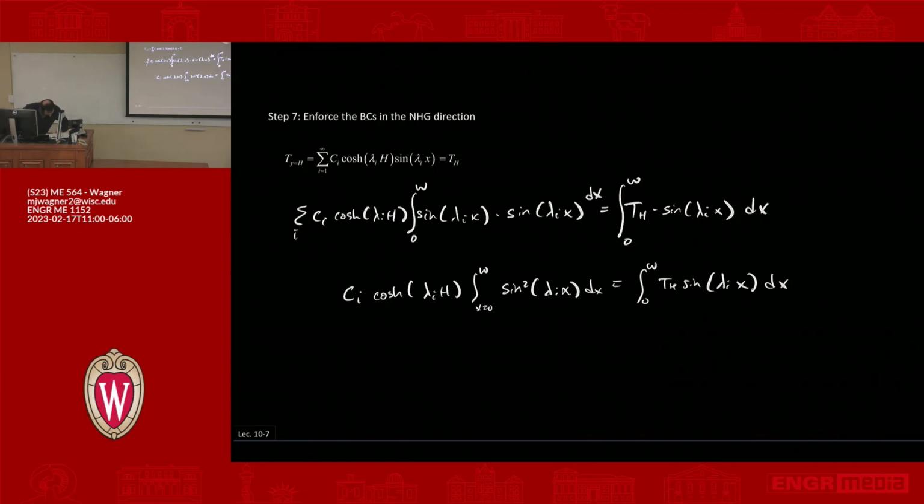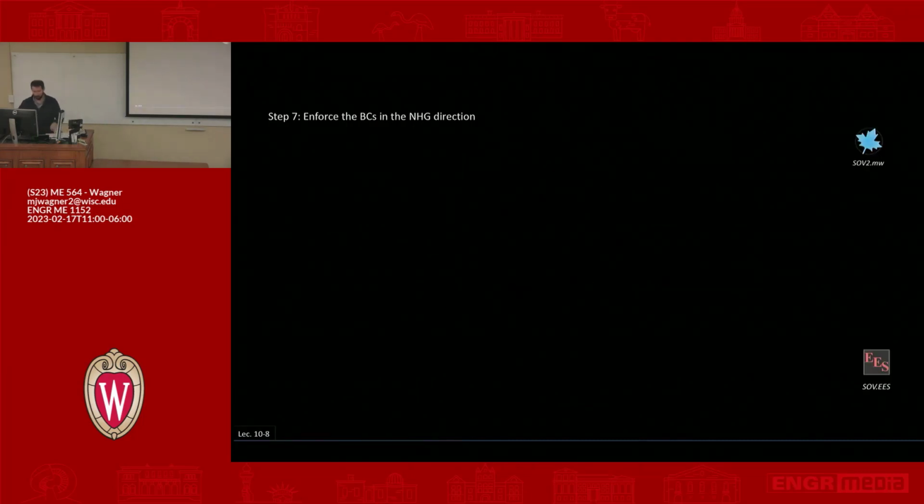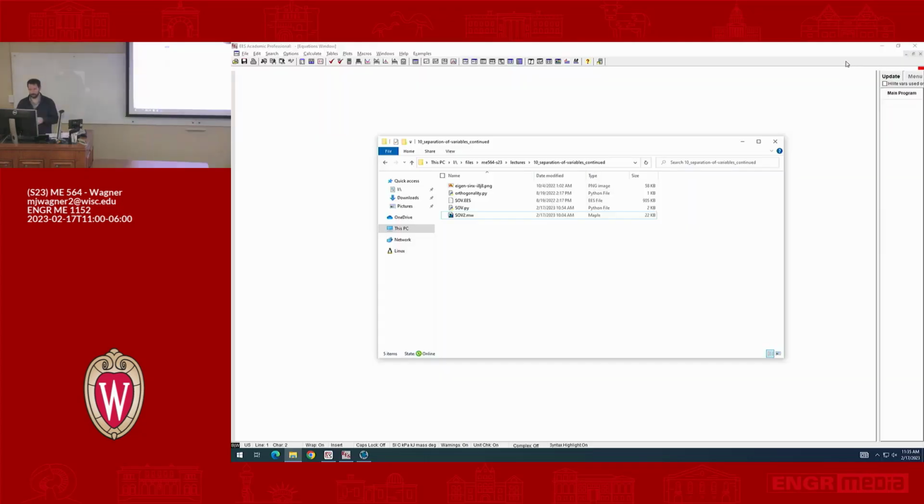Let's make sure I have all that right. Yeah, so this is true. Once we do this integral, again, we're going to get the constant. So let's look at how you actually do that. We'll go to the next slide so we get ready for that. And I'll just show you on Maple how this works.